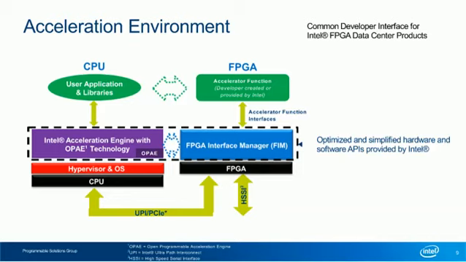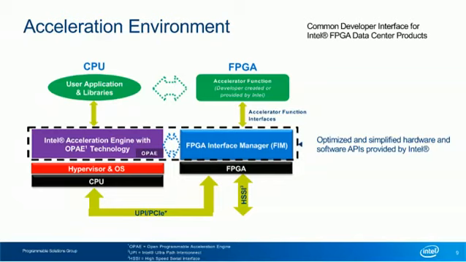Together, these provide the common developer interface with simplified and optimized APIs and interfaces from Intel. This will abstract away and simplify the communication between the FPGA and the CPU, which is connected using PCIe or UPI in multi-chip packages. The FPGA itself may also implement high-speed interfaces that can stream data in and out of the FPGA.